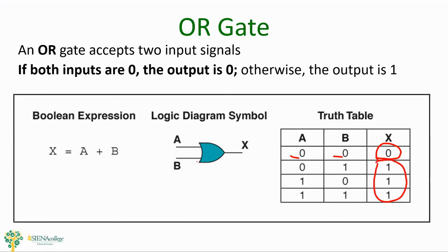We represent the OR gate with a slightly curvy diagram, which I have a problem drawing myself. Looks a little bit like a sideways Star Trek Enterprise insignia. And for the Boolean expression, we use what we think of as the plus sign. A or B.